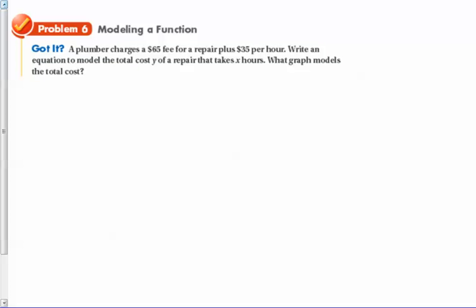The last problem is actually a Got It that I'm going to do with you real quick. This says a plumber charges a $65 fee for a repair plus $35 per hour. Write an equation to model the total cost y of a repair that takes x hours, and what graph models the total cost. So the first thing you can say is this is y equals 35x plus 65. Why is that? Because it's 65 bucks no matter what. That's your y-intercept. And then it charges $35 per hour.